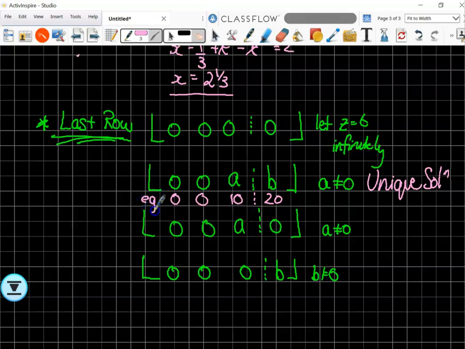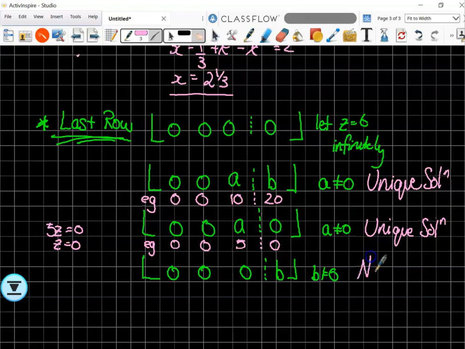Okay, what about this one? Will that be unique or none? Not a trick question. Why is it unique? 0, 0, 5, 0. Is that possible? Yep, because 5Z equals 0, therefore Z equals 0, that is possible. So that is also a unique solution. What about the last one? Also unique? Pardon? It is no solution.